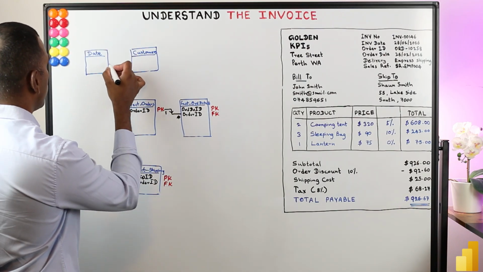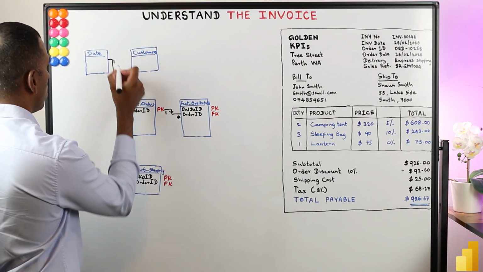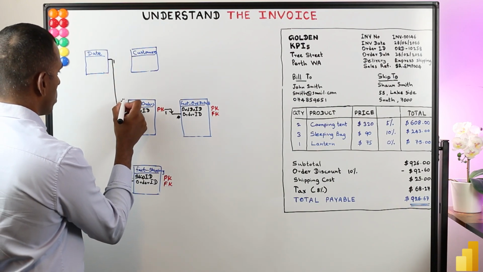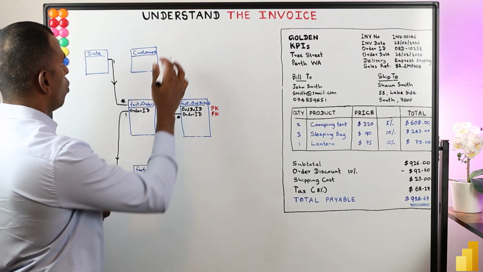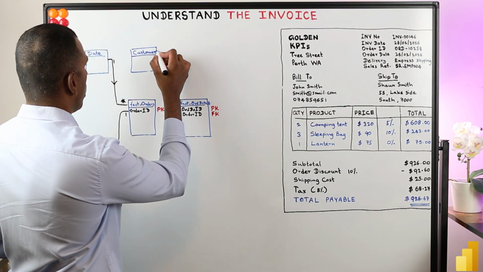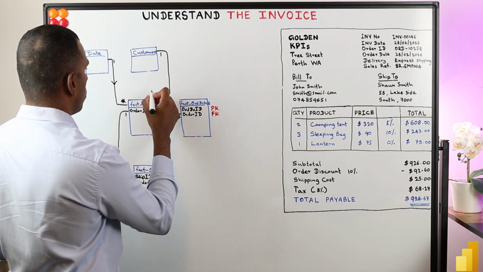One date can have many orders, so it flows this way. One customer can have multiple orders, one to many.